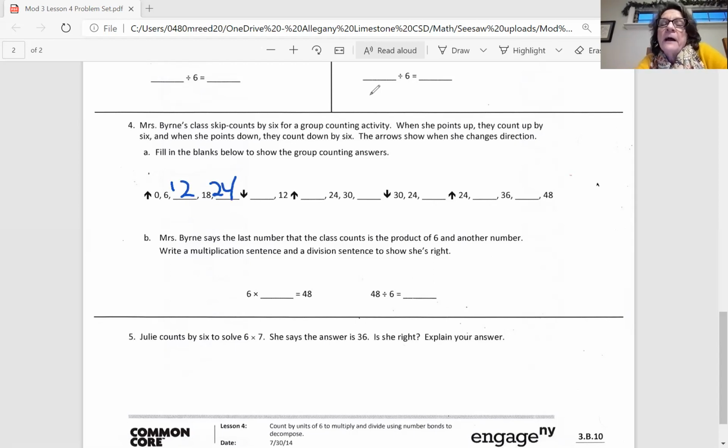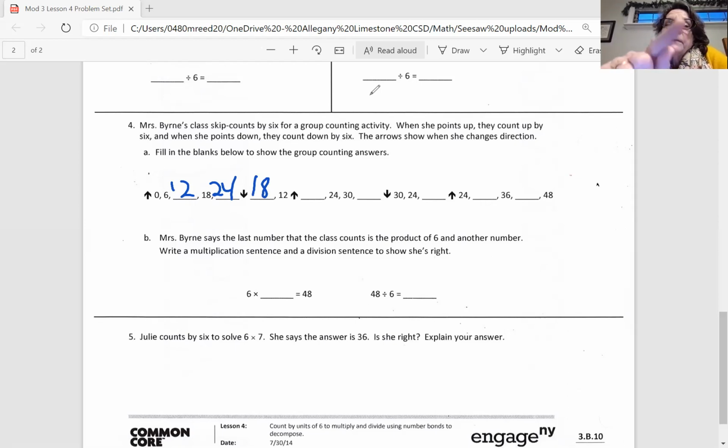Okay, and now we're going down by 6. So you can think, what comes before 24 when you're skip counting? You can also take 24 and subtract 6. So I'm going to look at my 24. Well, right before that was 18. So that's what goes in that blank. What comes before 18? Well, it's 12. So they've got the 12 filled out for me.